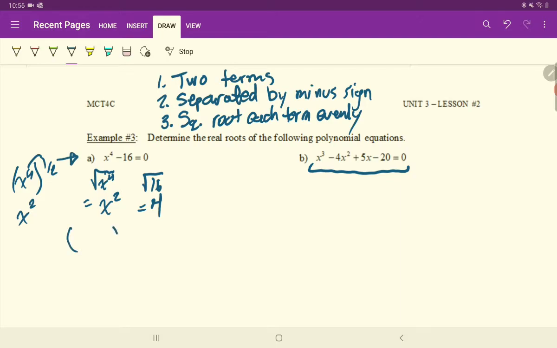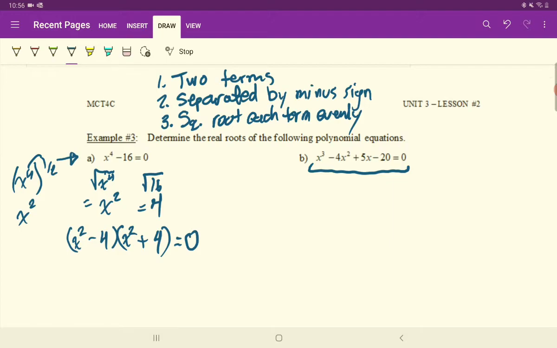And so all you do in that case now is you write it in your factored form. One bracket with a minus sign, one bracket with a plus sign. Fill in your first spot with the first term that you square rooted. Fill in your second spots with the second term that you square rooted. And remember, equals 0. But that's not totally done yet.